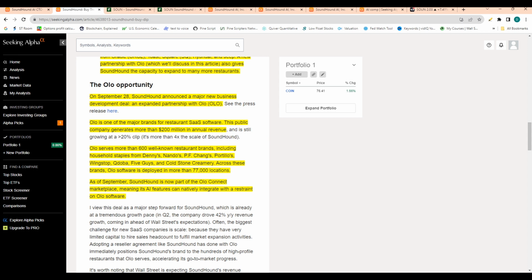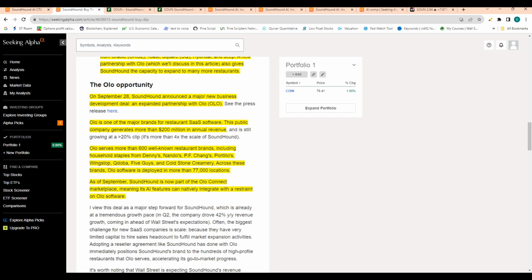Olo serves more than 600 well-known restaurant brands, including Denny's, P.F. Chang's, Wingstop, Five Guys, Cold Stone. Across these brands, Olo software is deployed in more than 77,000 locations. And as of September, SoundHound is now part of the Olo Connect marketplace, meaning its AI features can be integrated with a restaurant on their software. So this is awesome, right?